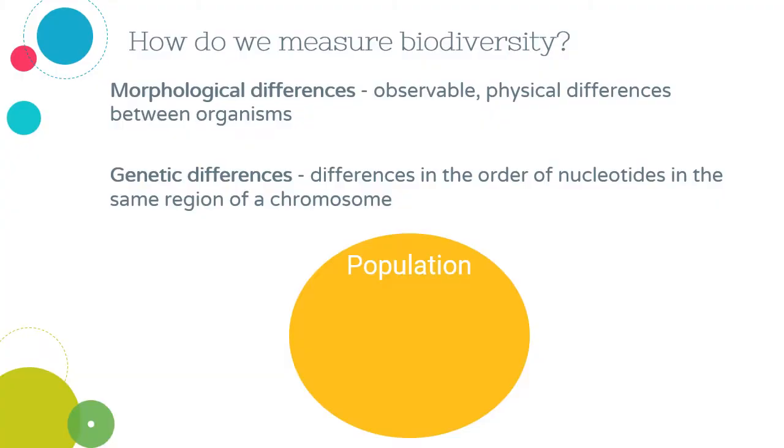So morphological differences are one way that we can measure biodiversity within a population. Another way is that we can look at genetic differences, and this tends to be the primary mode of study now. So genetic differences refer to the differences in the order of nucleotides in the same region of a chromosome. Some of that might be new terms for you, so we are going to look at those.